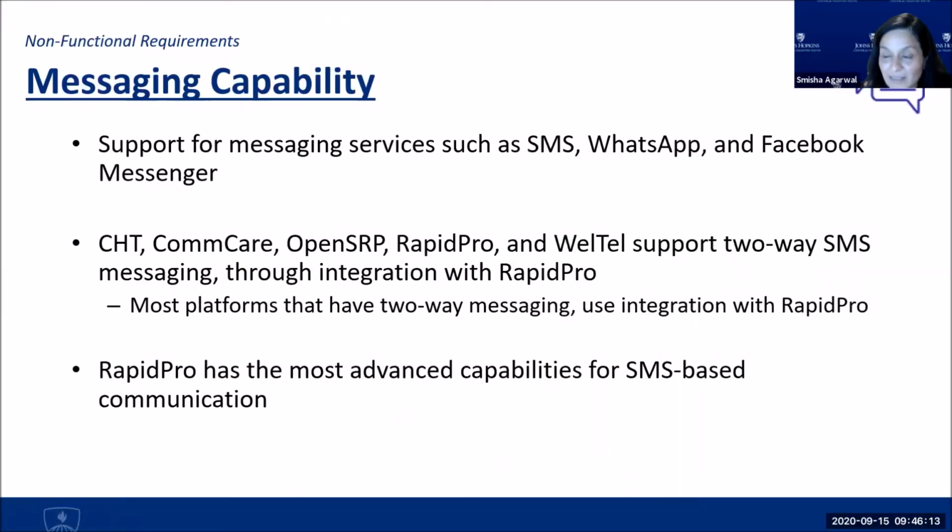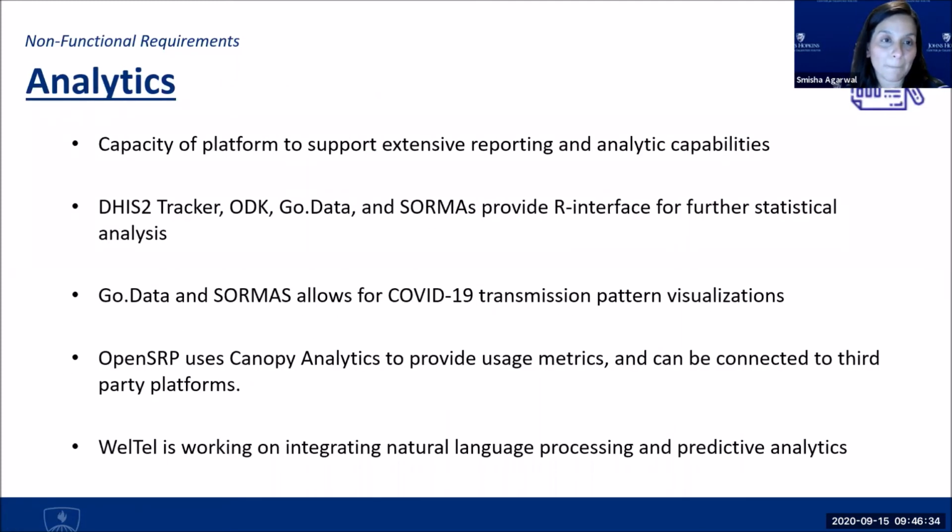Messaging capability. So text messaging is, of course, and I've talked about this a little bit before, so maybe I will skip it, but essentially several of these platforms have the ability to integrate with RapidPro to facilitate two-way text messaging. Analytics. All of the platforms have advanced inbuilt analytics and the ability to integrate with external software like R or Tableau to facilitate advanced analytics.